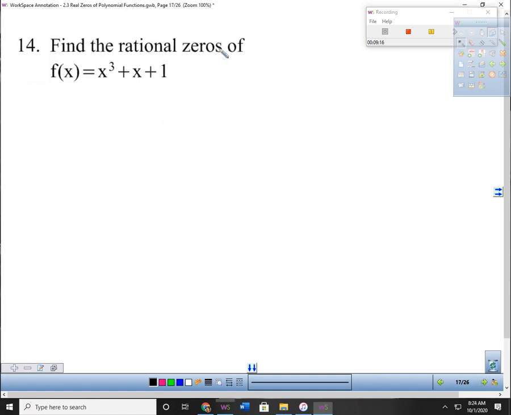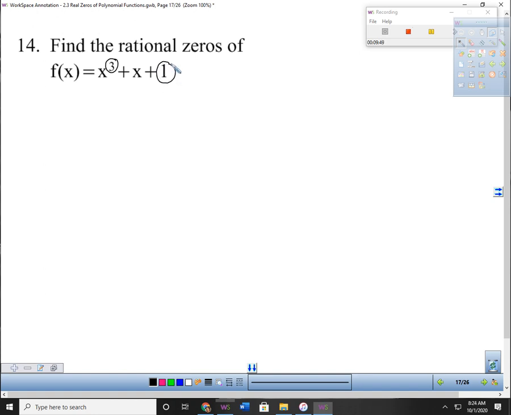All right, so it says find the rational zeros of x cubed plus x plus 1. So this is an easy one to start out with. I'm just trying to figure out the most I could have, which would be 3. That doesn't mean I have 3 rational ones. That just means I have 3 zeros in total. They might be irrational, imaginary.